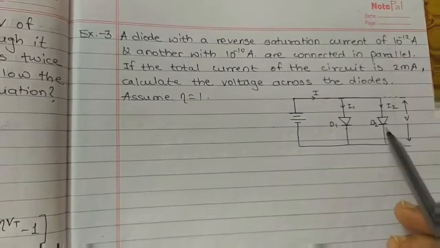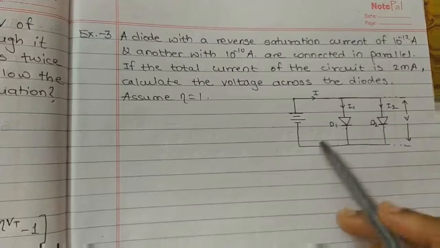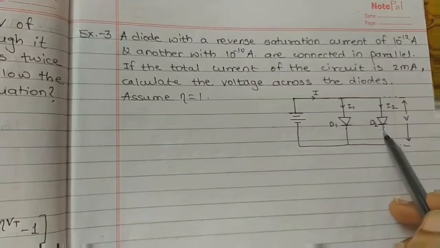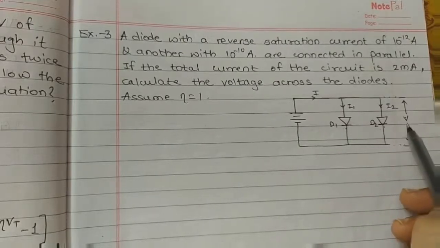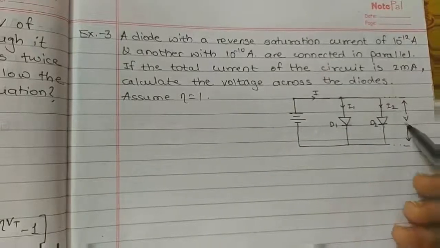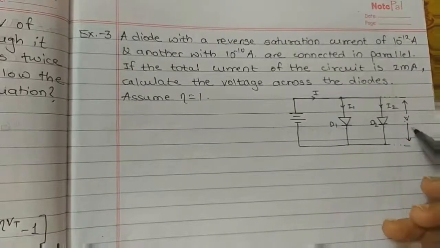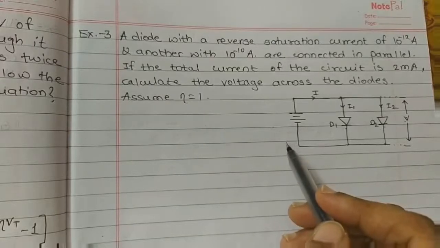Since both the diodes are connected in parallel, the voltage across both the diodes will be same. Across this diode we have V volt. Similarly across this diode we have V volt. Okay, so we will solve this.